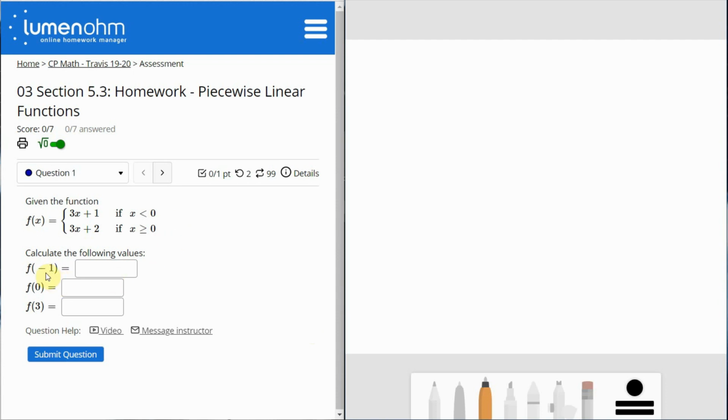If I look at the first part, it wants me to calculate f of negative 1. This means I need to plug in negative 1 for x. Since negative 1 is less than 0, I'll use the first expression and can set it up as 3 times negative 1 plus 1, which will give me negative 3 plus 1, which is negative 2.